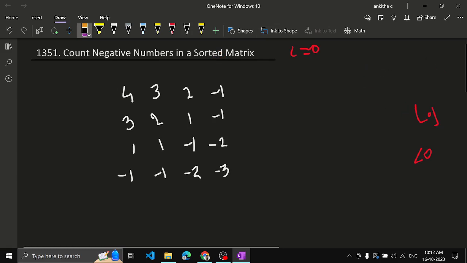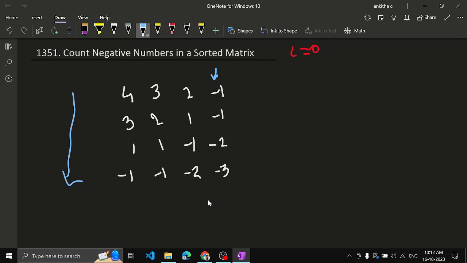The elements in the matrix are in non-increasing order, both row and column-wise. That means we'll keep a pointer in the first row, last column. Okay, first row, last column. So let's keep a pointer here, and we are moving like this, top to bottom, right to left.